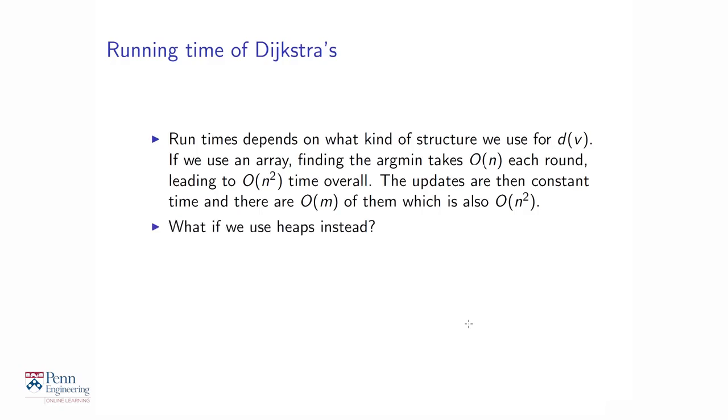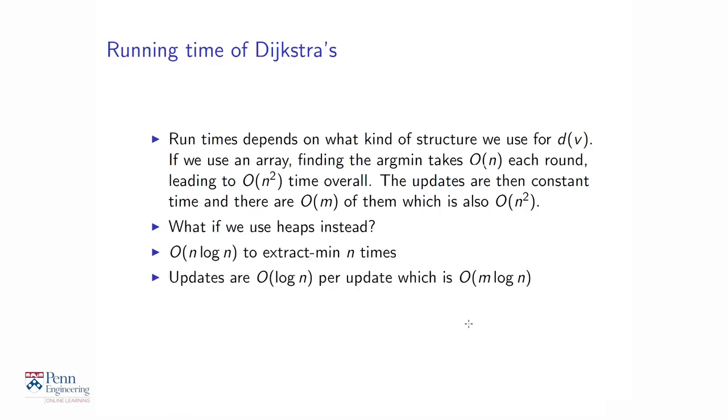The alternative is we could keep the d values in a heap, because one of the things we want to do is find the vertex with the minimum d value at every point. This would be ideal for a min heap, because we can extract the minimum. But once we get the minimum value, we may have to update some d values. So we need to do extract min n times. For each round, we extract the vertex with the minimum d value, and that takes order n log n because each extract min takes log n time.